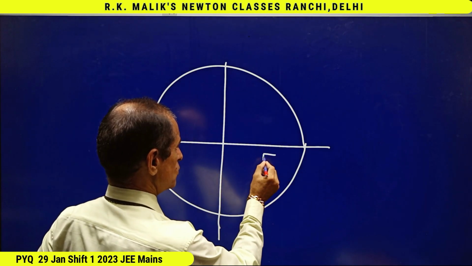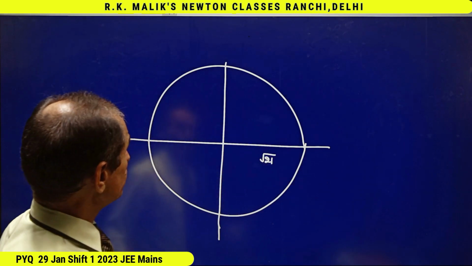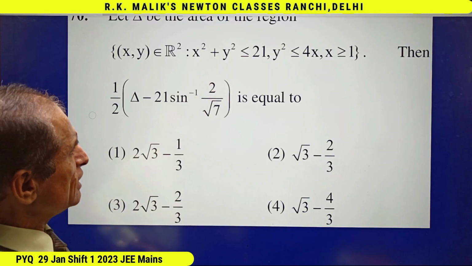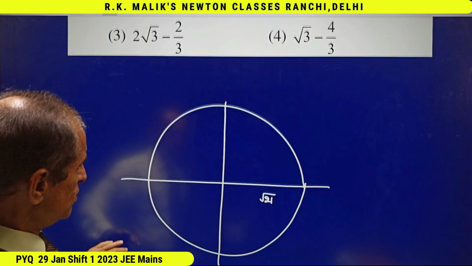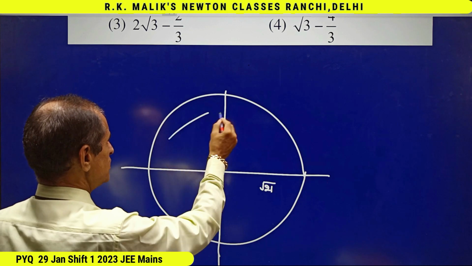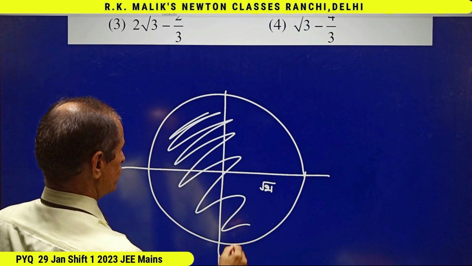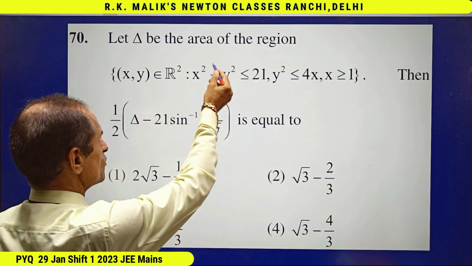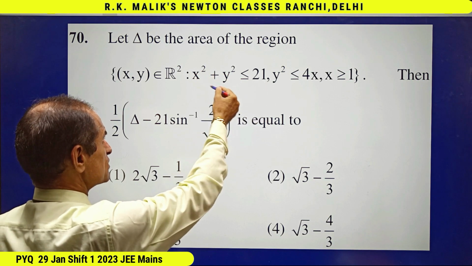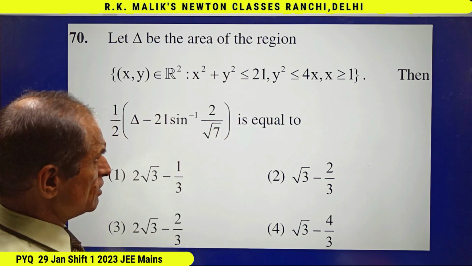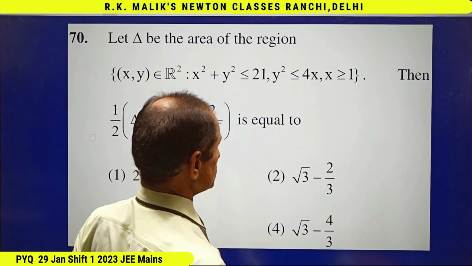Radius is under root 21. And because the less than or equal to sign is there, interior points will also be taken for the set of points satisfying this condition. And y square less than or equal to 4x.